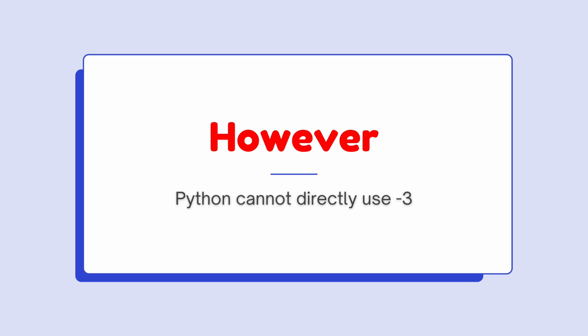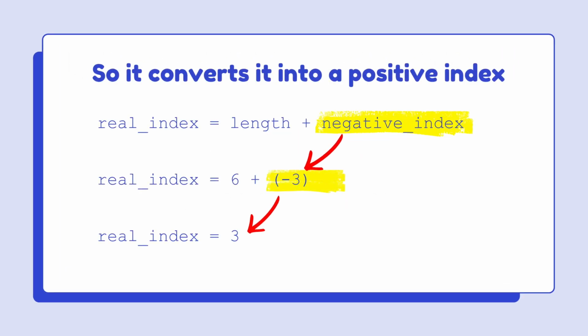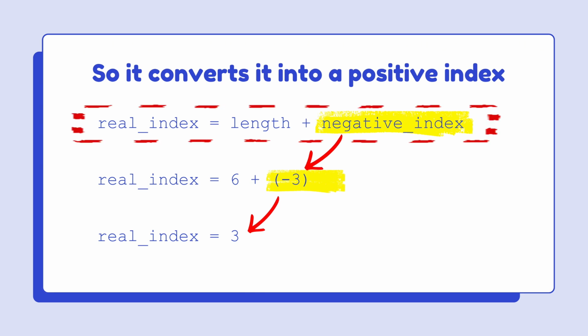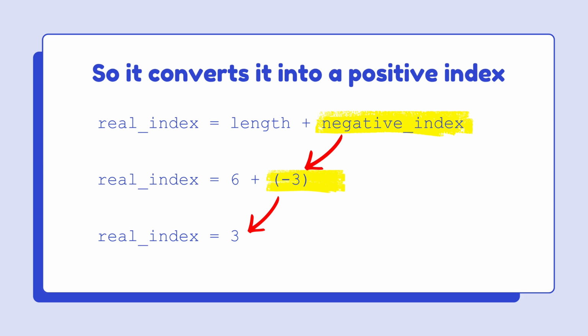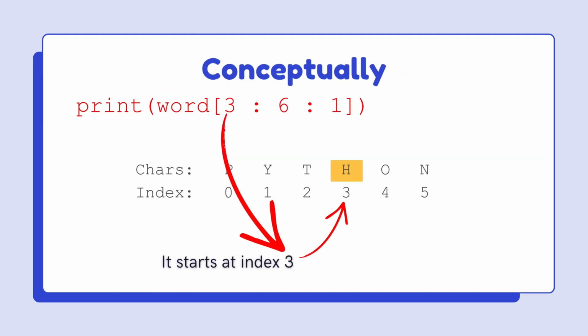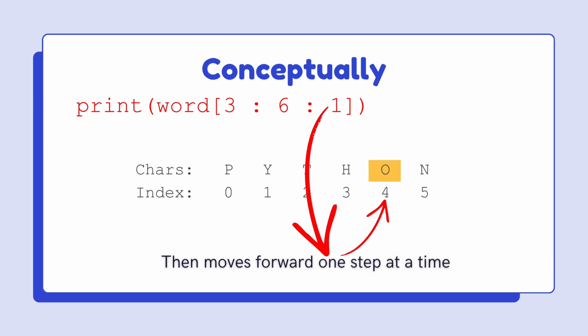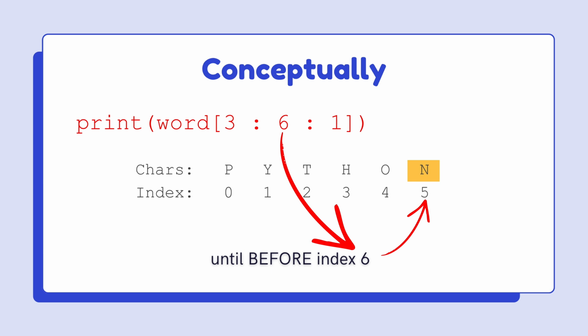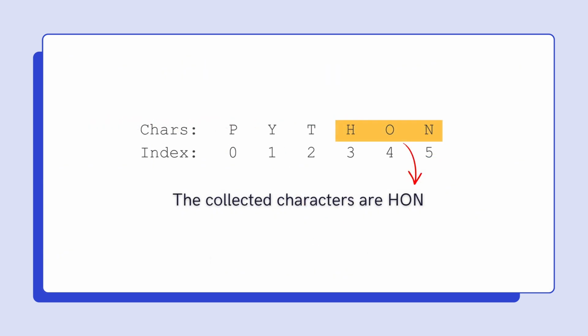However, Python cannot directly use -3, so it needs to convert it into a positive index with the formula of real index equals to the length plus the negative index. And the final result is we have the real index as 3. Python now interprets it as 3, 6, 1, which means it starts at index 3, then moves forward one step at a time until before index 6, and the collected characters are HON.